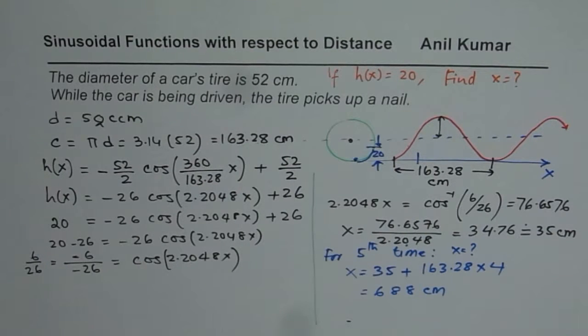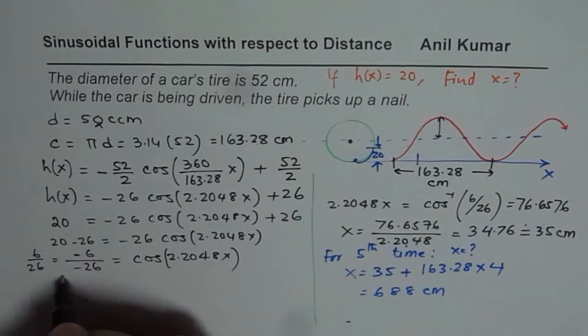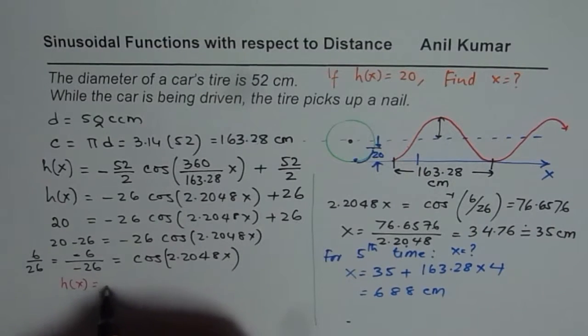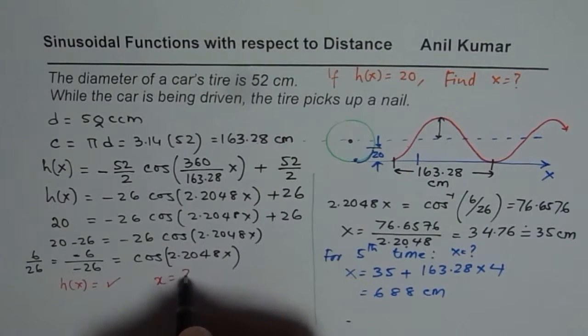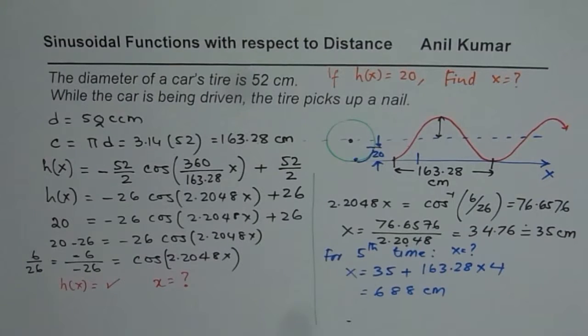That is to say, if you know the height of the nail, you need to figure out what could be the distance traveled by the car, right? So what we learned here is that if the height of the nail is known to you, you have to find what is x, correct? So that reverse calculation is what we learned in this video.